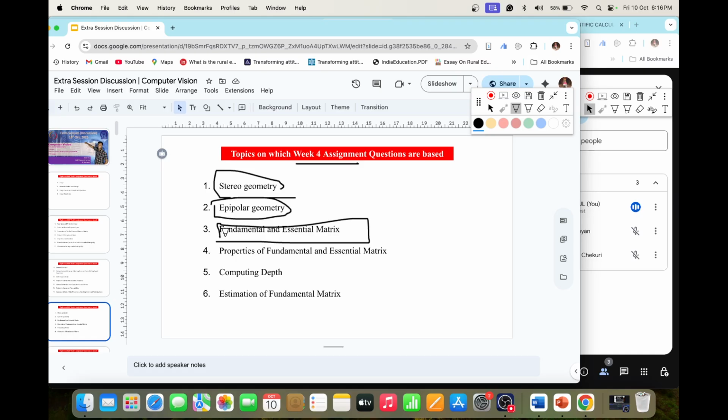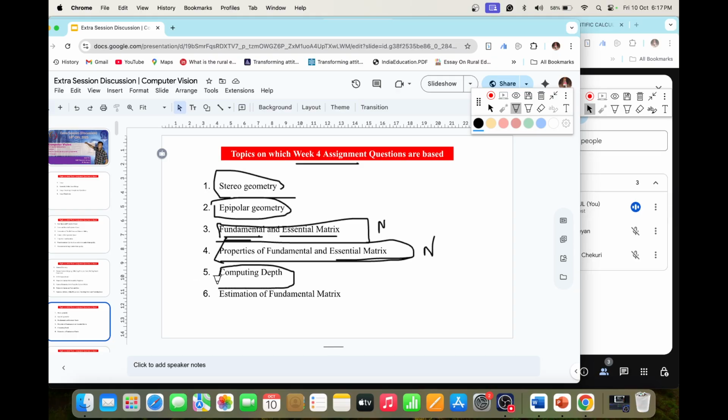This essential matrix is the simplified form of your fundamental matrix. One is denoted by F, the other is denoted by E. So again, look into this. This is very important from your numerical point of view. So please check all this, the fundamental and essential matrix as well as the properties of the fundamental and essential matrix, where if a fundamental matrix is given, how you can get the epipoles, right epipole as well as left epipole, and also how to calculate the essential matrix. So that is again important from your numerical point of view.